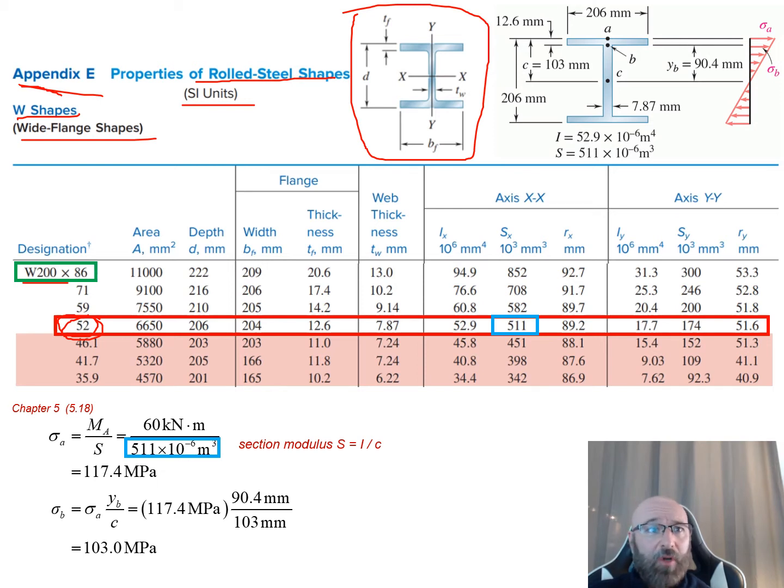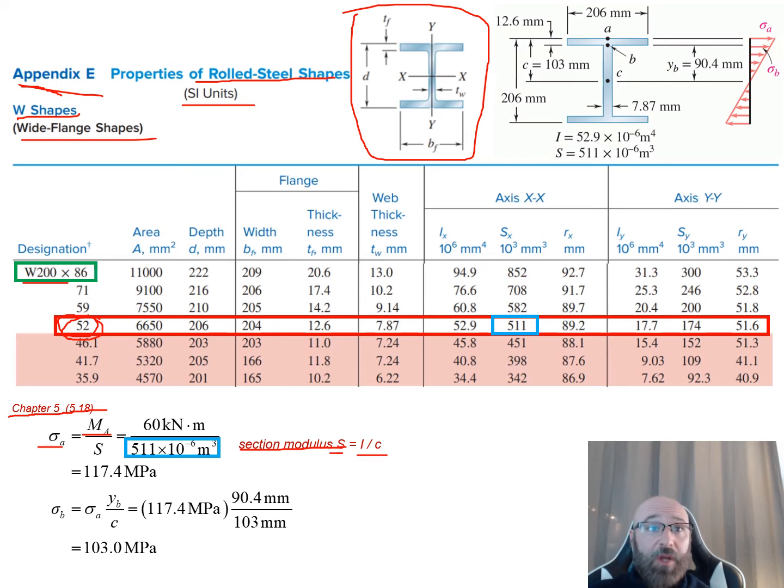We can go back to our governing equations, and these equations come from our chapter 5 and derived from our 5.18 in our textbook. We have our sigma sub A is equal to our moment at A divided by S, which is our section modulus here, and we can look this up right from the table, but this is also from the relationship we saw back in that chapter of our I over C there.